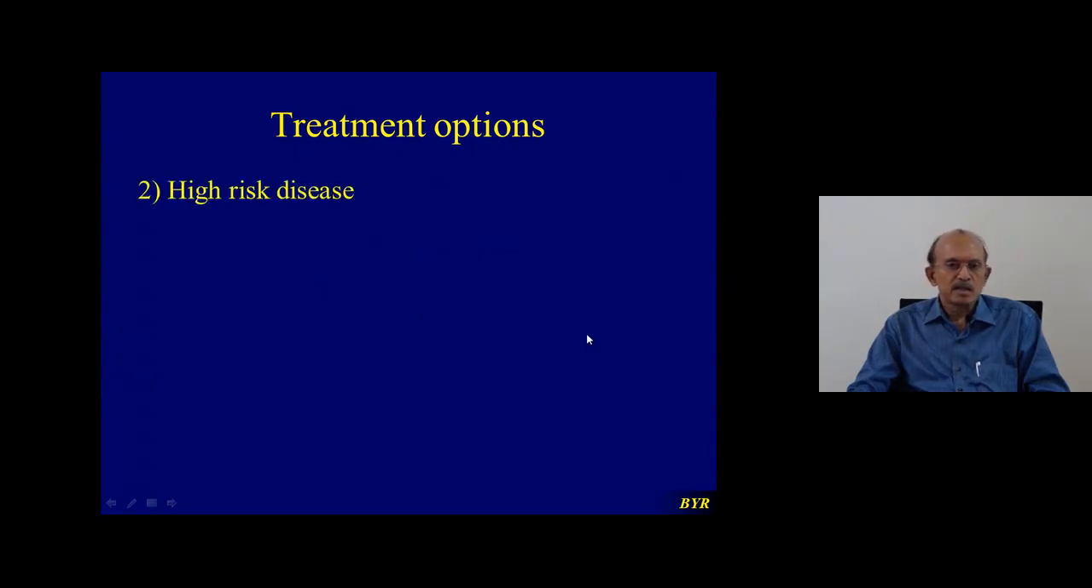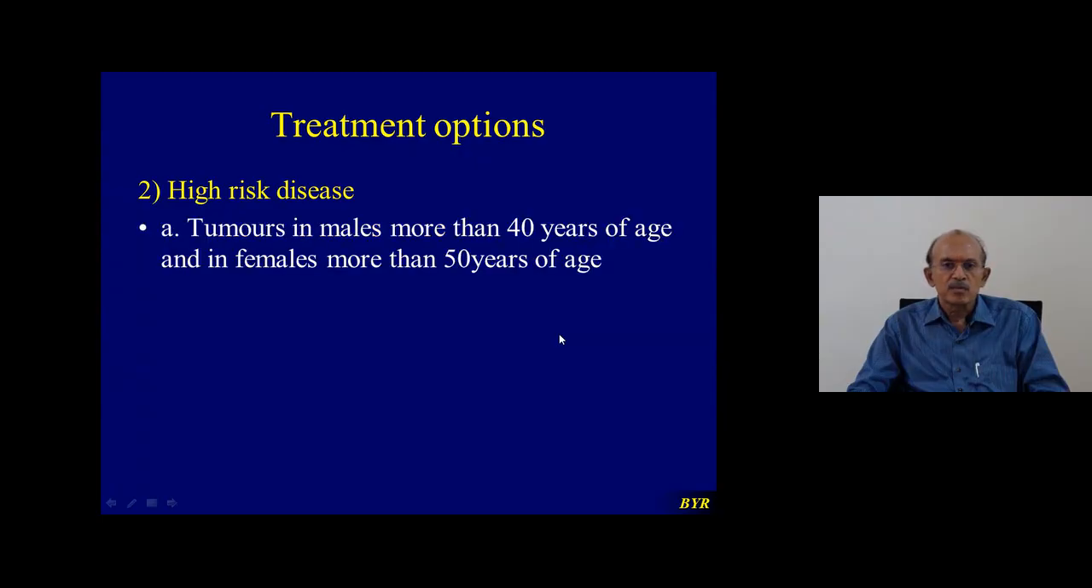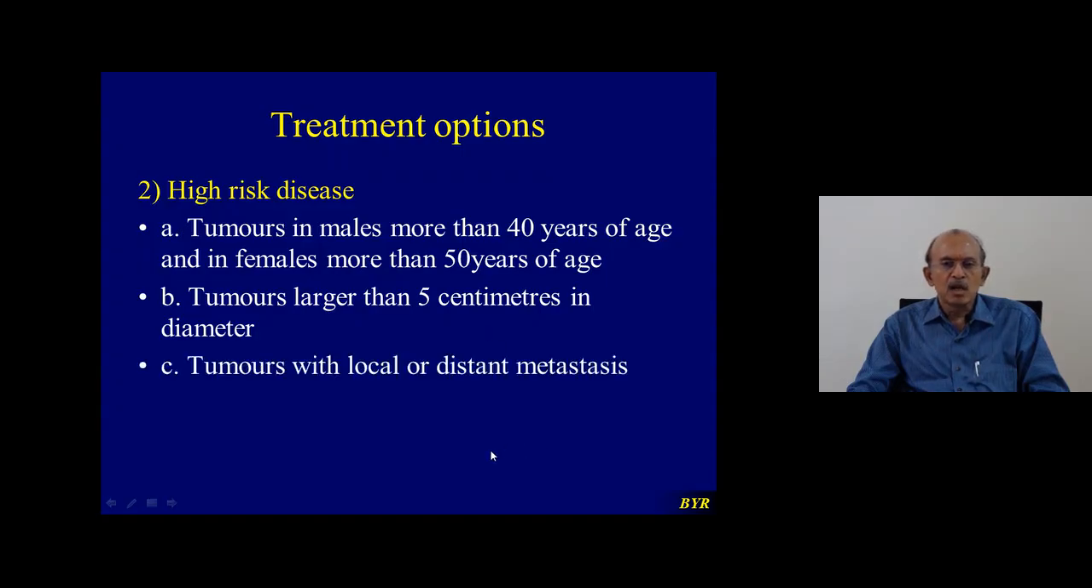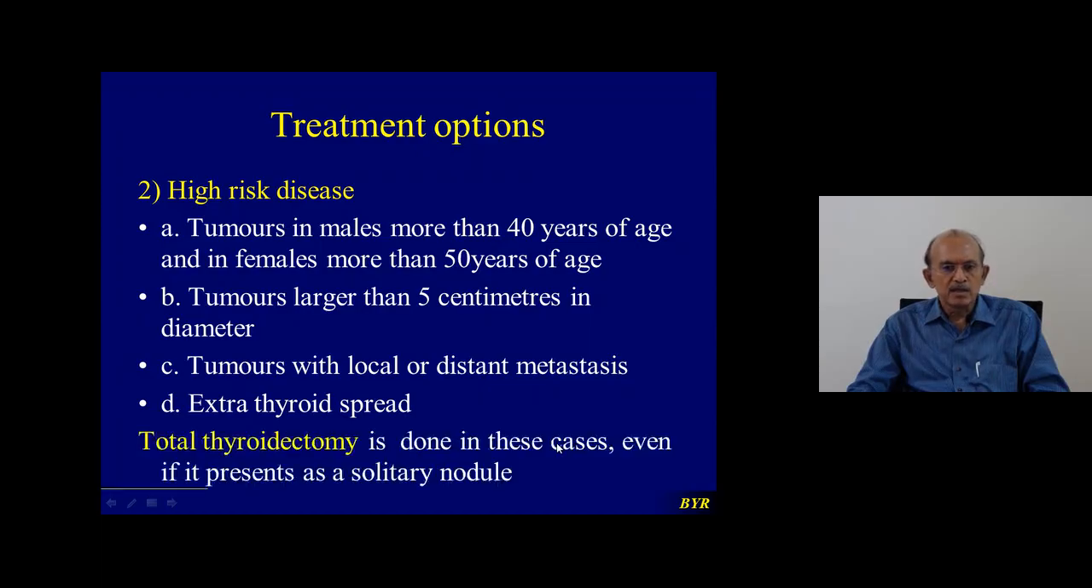Then high risk disease. What is meant by high risk disease? Tumors in males more than 40 years of age and in females more than 50 years of age. Tumors larger than 5 centimeters in diameter. Tumors with local or distant metastasis and extrathyroid spread. So these are called the high-risk diseases.